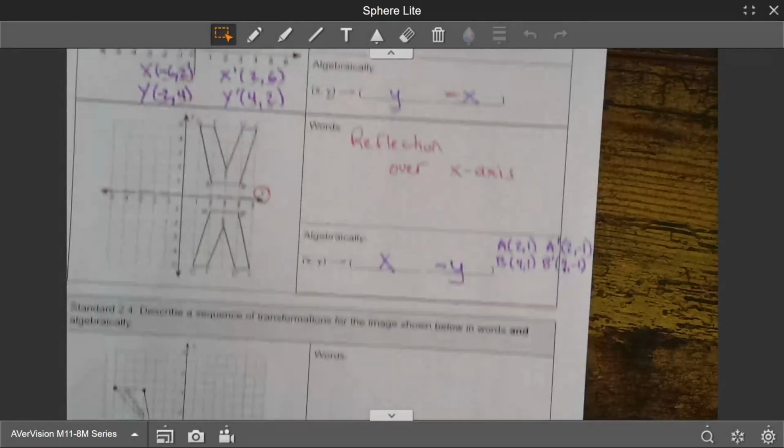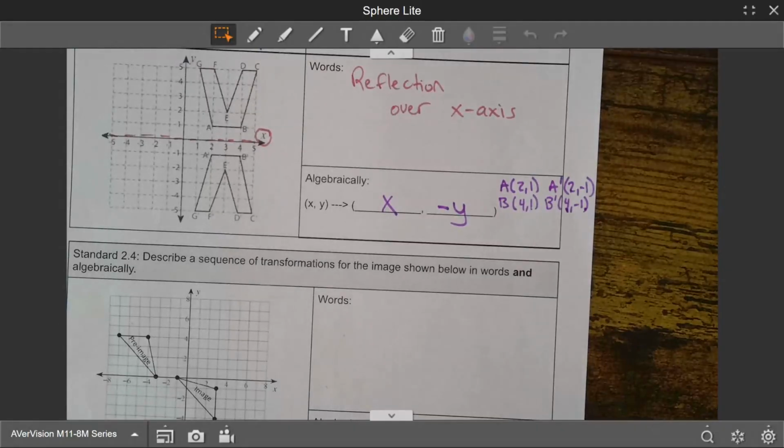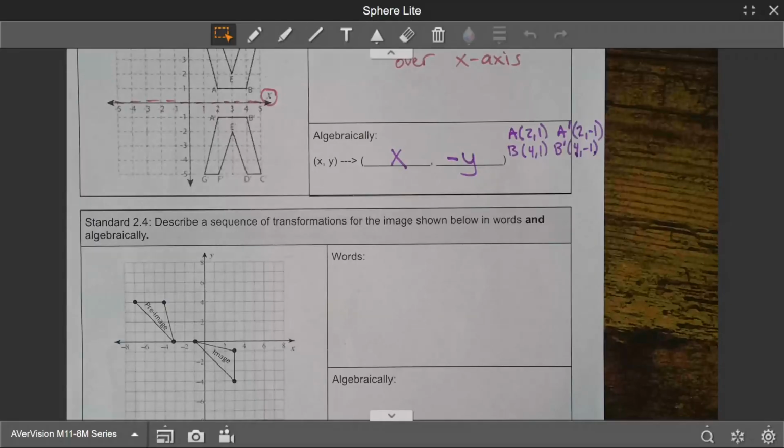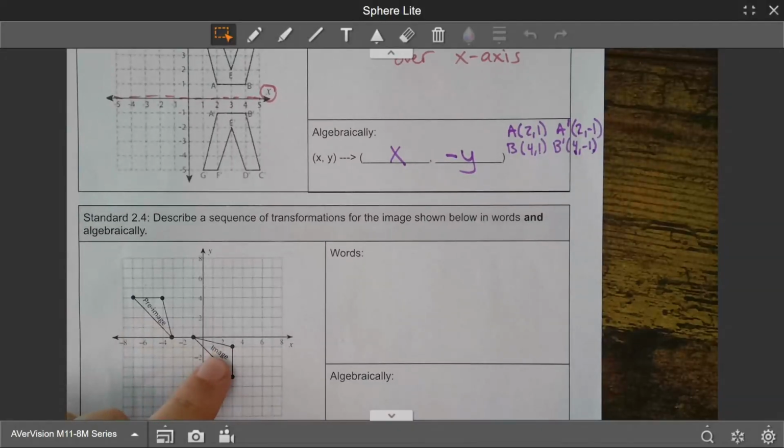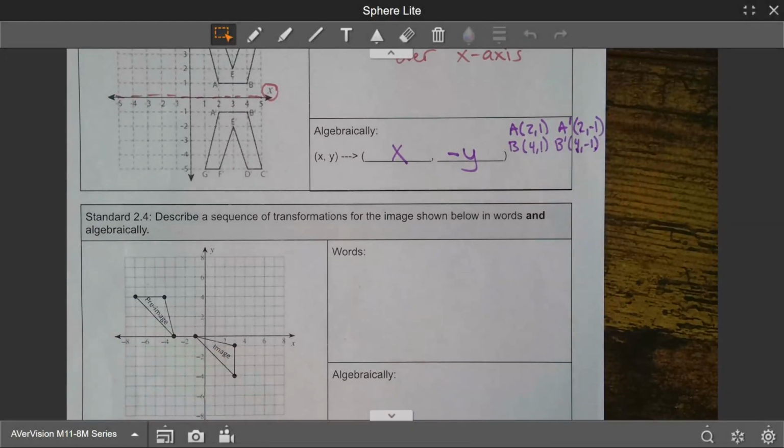All right, last one. 2.4, describe a sequence of transformations for this right here. So how do we do this? We got to figure out a way to get this pre-image to match up perfectly with that image. So first step, there are infinite combinations we could do. So many different ways to arrive at the ending location.